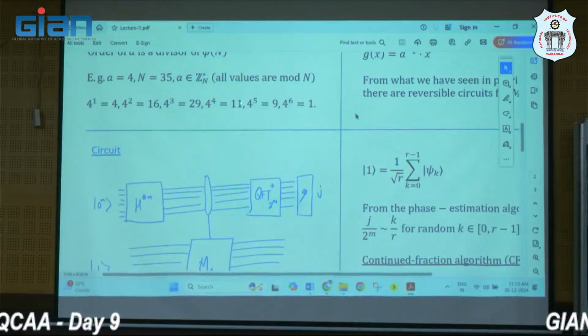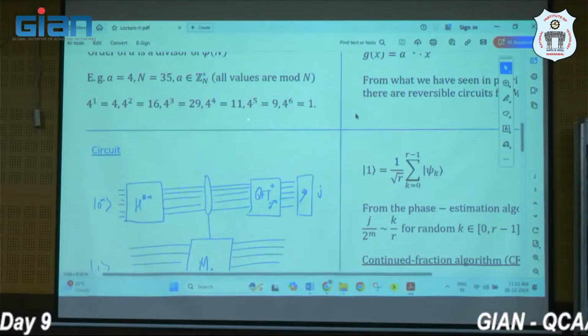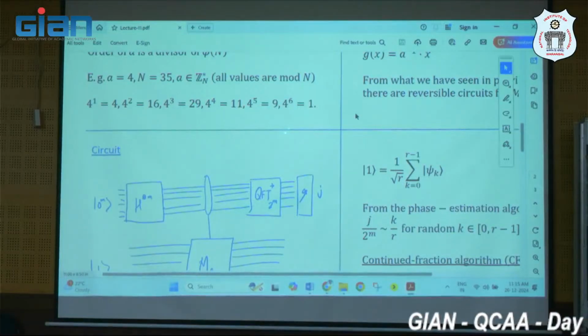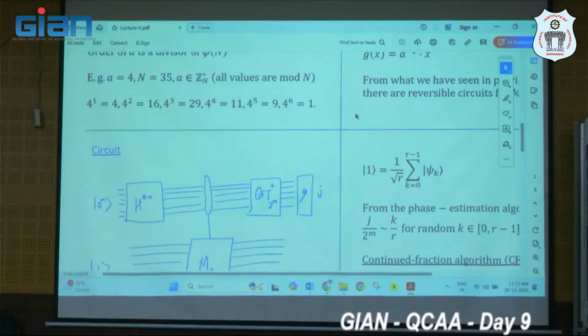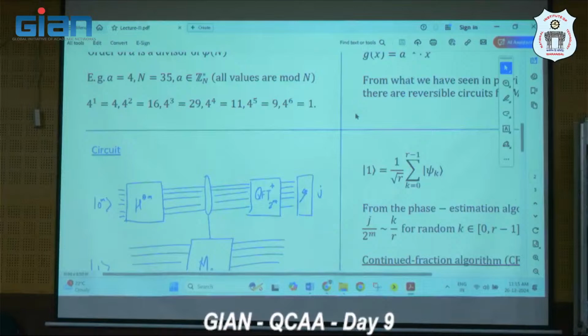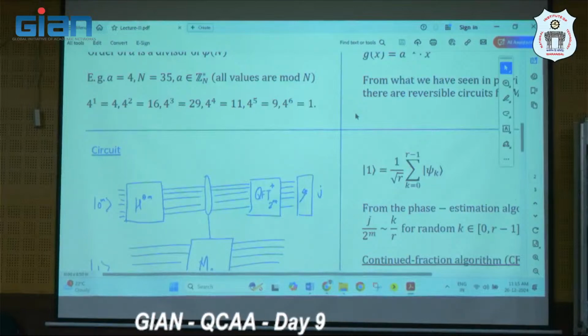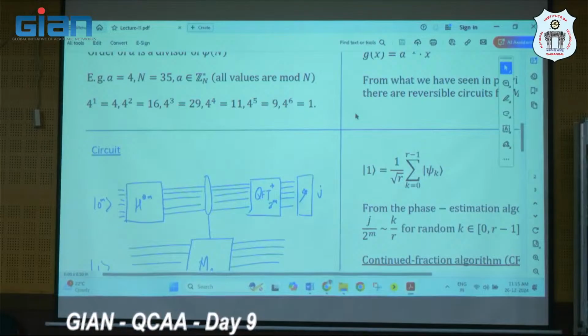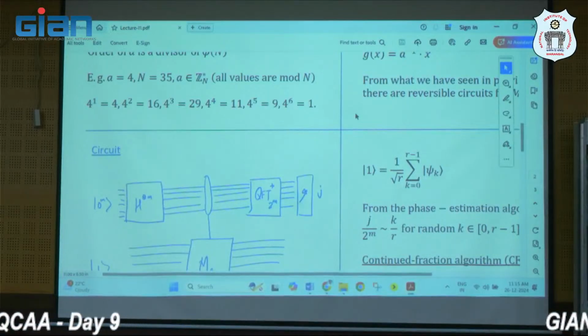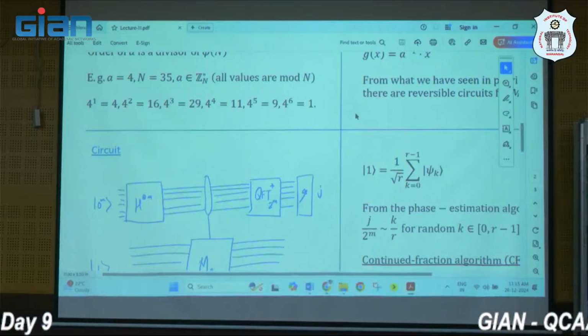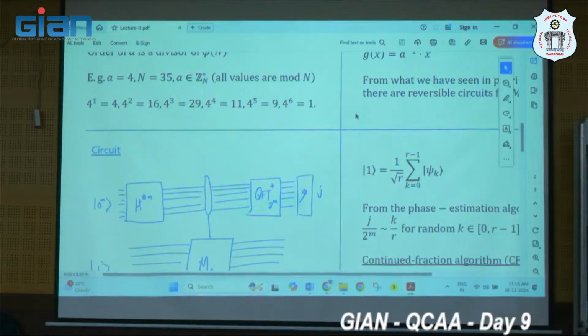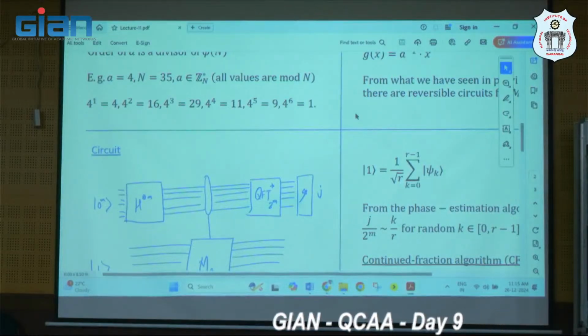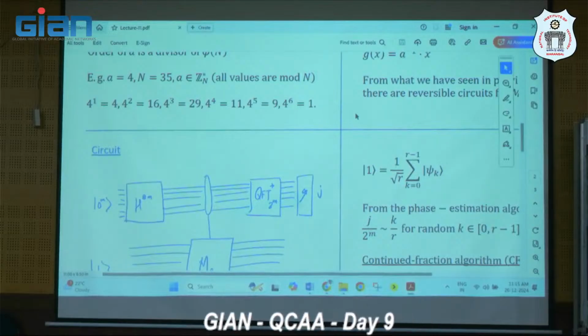You could have also done it like this: 11 times 4 is 44. 44 mod 35 is 9. 29 times 4, how much is 29 times 4? 116 mod 35. 105, right? 11. Correct. You can also do it like that. So 4 to the power 6 is 1.